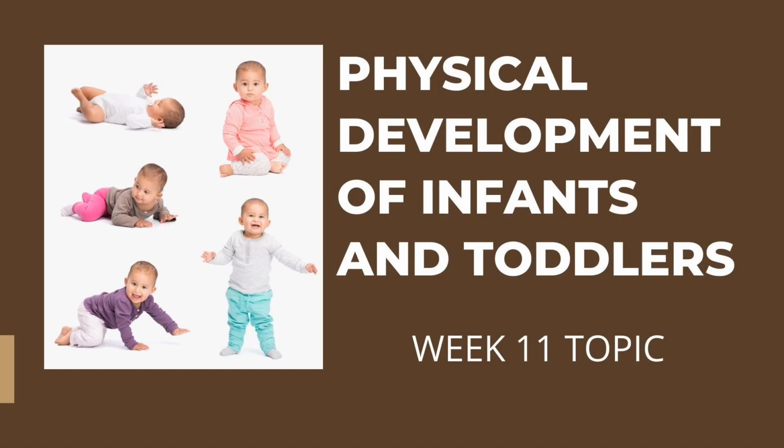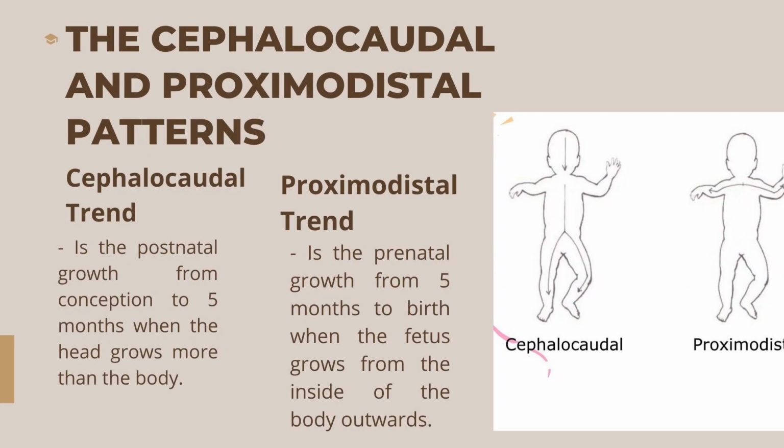Our second topic from week 11 is about the physical development of infants and toddlers. The period that comes after the prenatal stage is infancy, which in turn is followed by toddlerhood. There are 2 patterns in this development, the cephalocaudal and proximodistal patterns. The cephalocaudal trend is the growth from conception to 5 months, when the head grows more than the body.